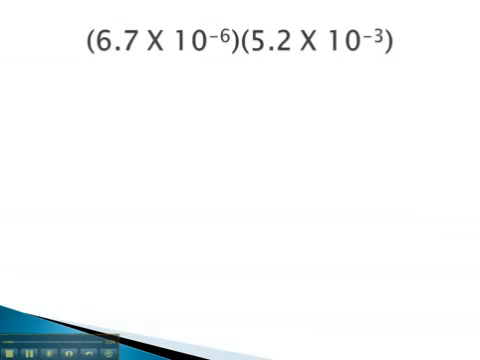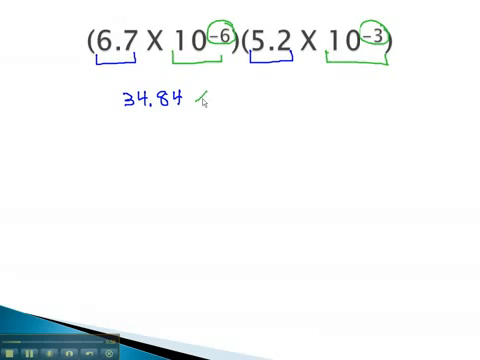In this problem, we know we can multiply the numbers. 6.7 times 5.2 on the calculator gives us 34.84. We also know that we can use our exponent properties to combine the tens together. We can do that by adding the exponents -3 and -6. This gives us -9. We now have 34.84 times 10 to the -9th.